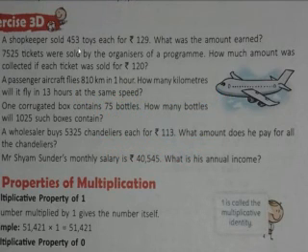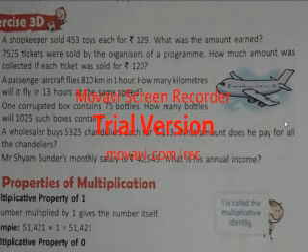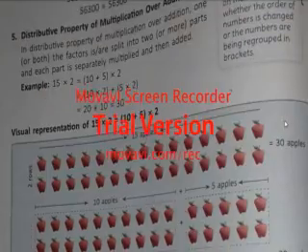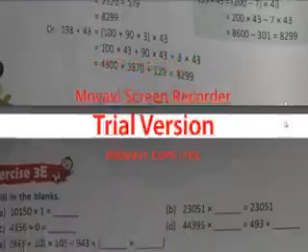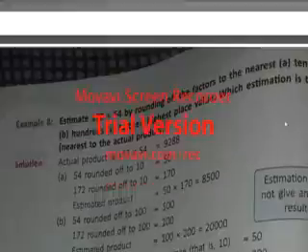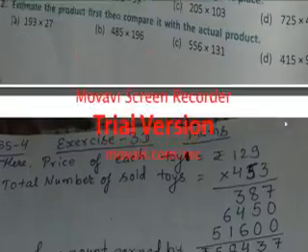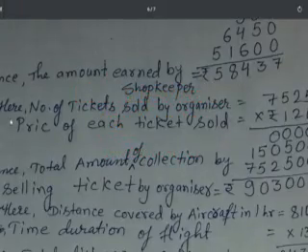So it is being asked how much amount was collected if each ticket was sold for rupees 120. That means it is asking the total amount. Of course the total amount will be equal to the number of tickets times the price of a ticket. So simply I have written the total number of tickets. You can see here the number of tickets sold by the organizer is equal to 7,525. Price of each ticket sold is equal to rupees 120, and I had multiplied.